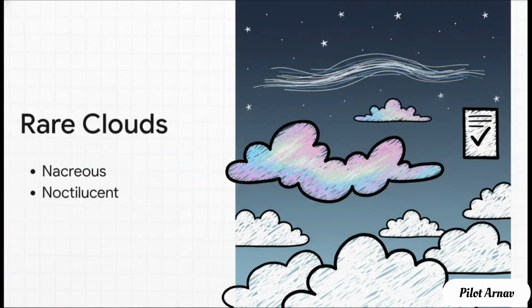Now, even though these upper layers are generally totally free of standard weather and moisture, if you're lucky, you might occasionally spot some incredibly rare and beautiful ice crystal cloud formations. Up in the upper stratosphere during polar winters, you might see nacreous or mother-of-pearl clouds. Higher still, way up in the upper mesosphere, you might catch a glimpse of noctilucent clouds. Knowing exactly where these form is actually a frequent trivia point on aviation exams, so keep them in mind.